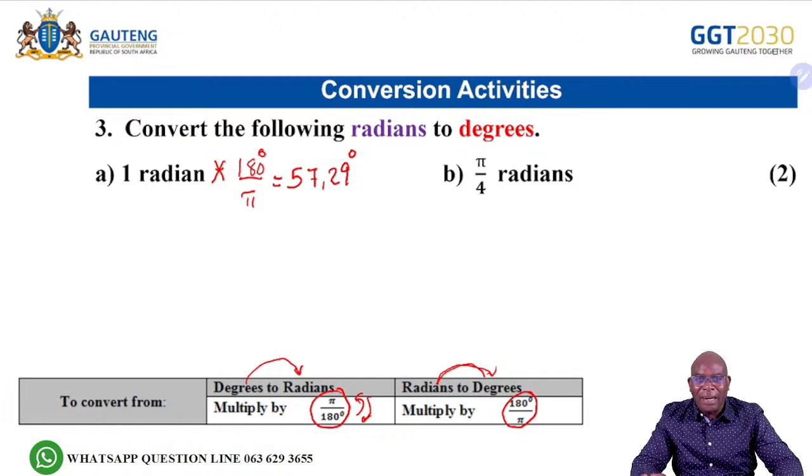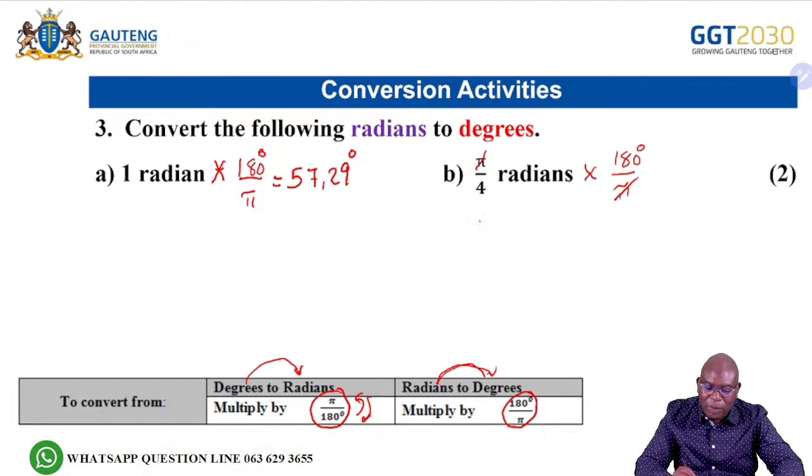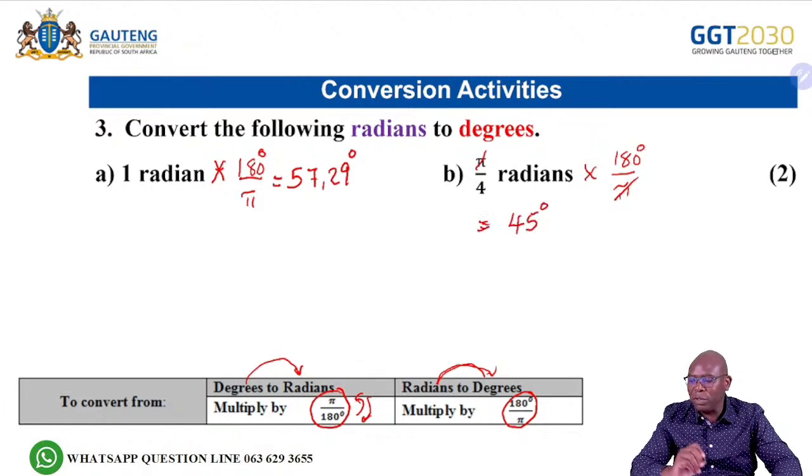Now I've got pi over 4 radians. I want to find how many degrees that will be. So what should I do? I do the same there. I multiply by 180 degrees all over pi. Nice here, because the pi and the pi cancel out. So I'm just dividing the 180 degrees by 4, and obviously that will be easy for me. I'll get 45 degrees. So the answer there will be 45 degrees.